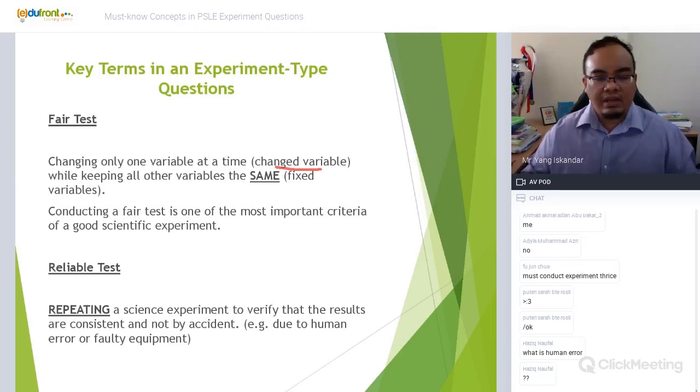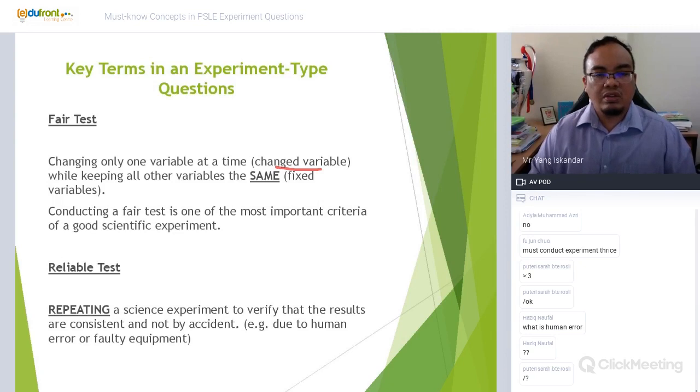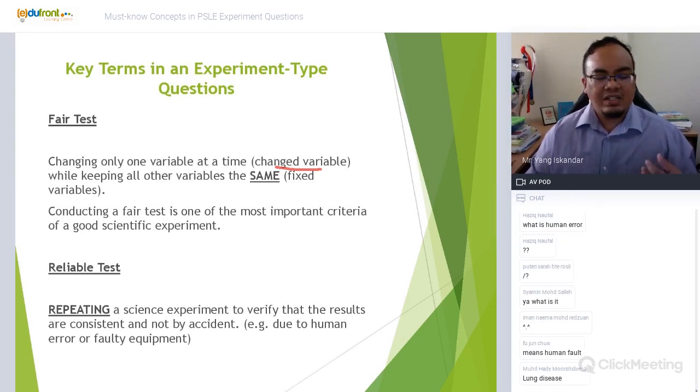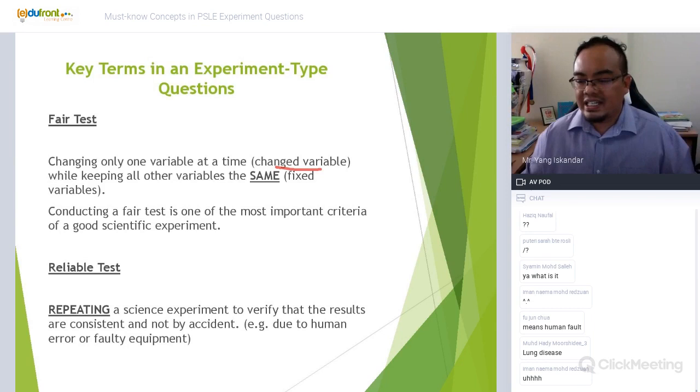Usually at your level, it is sufficient to repeat the experiment twice or 3 times, meaning that minimum 3 times you conduct it and then you take the average reading. So that is what we mean by reliable test. You repeat the science experiment to verify that the results are consistent and not by accident.